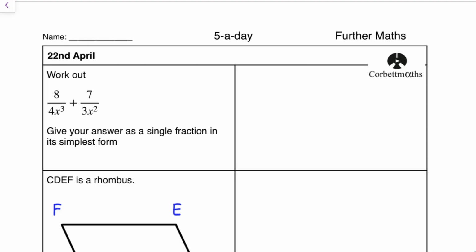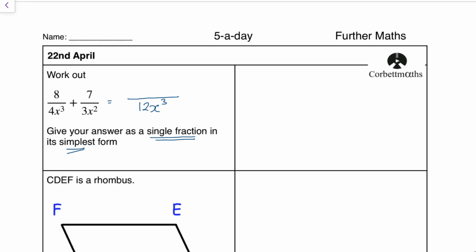First one. Okay, so it says work out, give your answer as a single fraction. So obviously the key is telling you what to do, single fraction, simplest form. Now, because I can think ahead a little bit here, the lowest common multiple of 4 and 3 is going to be 12, and the lowest common multiple of x cubed and x squared is going to be x cubed. So I'm going to make that into my denominator.